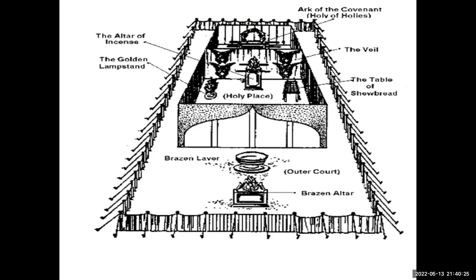So this is the sanctuary. Then that's the outer court, the brazen laver. Then we have got the table of showbread. Then we also have the golden lampstand with 7 candlesticks. Then we have got the altar of incense. Then we have got the veil, and the Ark of the Covenant, the Holy of Holies, and that's the sanctuary. I think everyone knows the structure of the sanctuary.